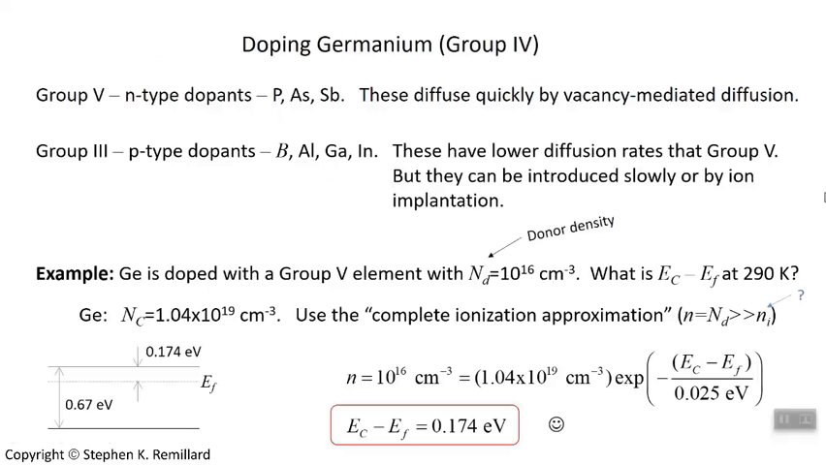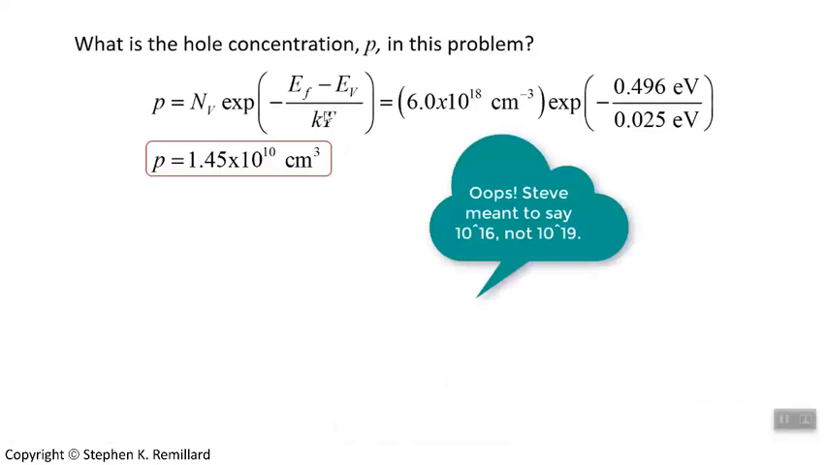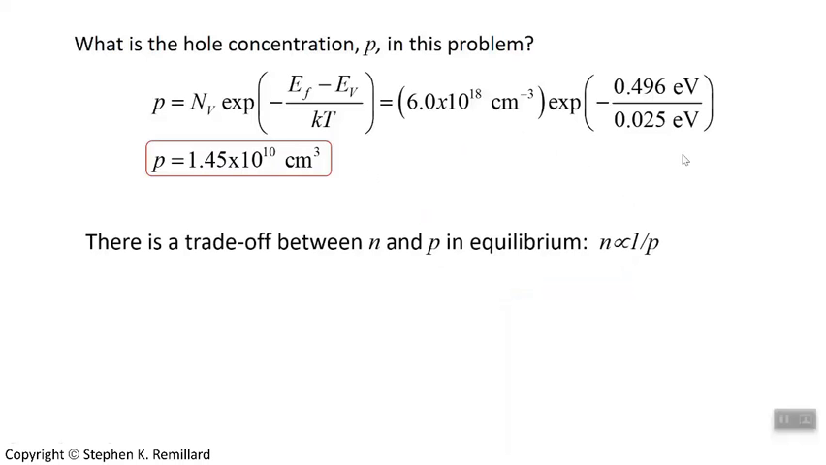There are a lot more electrons. What do we have? We had 10 to the 19th electrons per cubic centimeter. We have 10 to the, so 9 orders of magnitude fewer holes and electrons. But it's worth checking. And the reason why is I want to make a point to you that there's a trade-off between N and P in equilibrium.